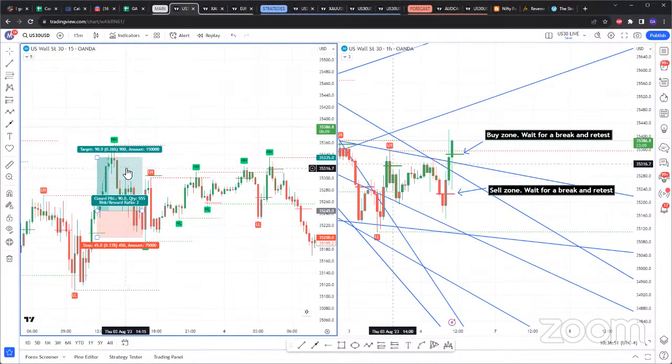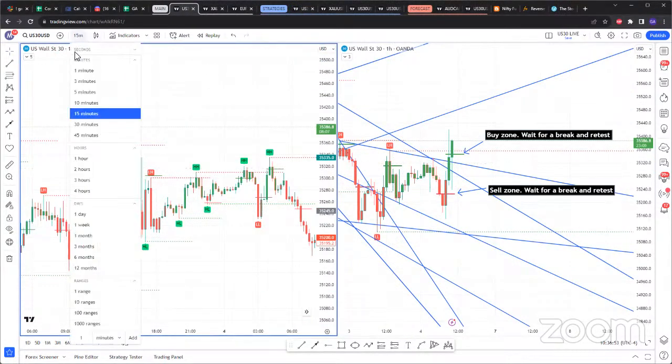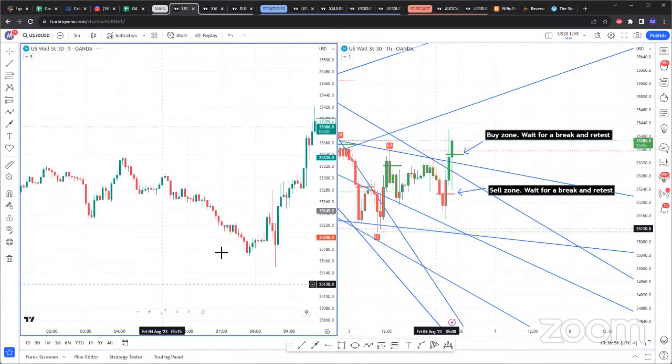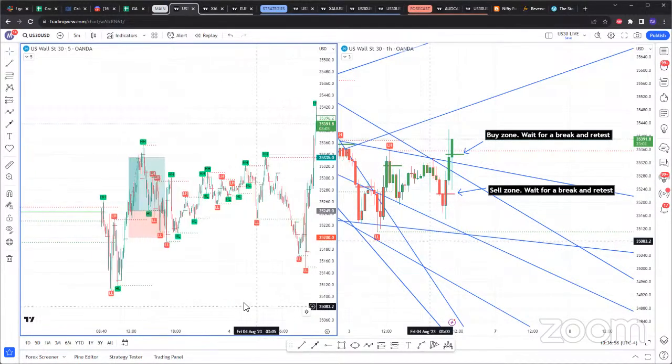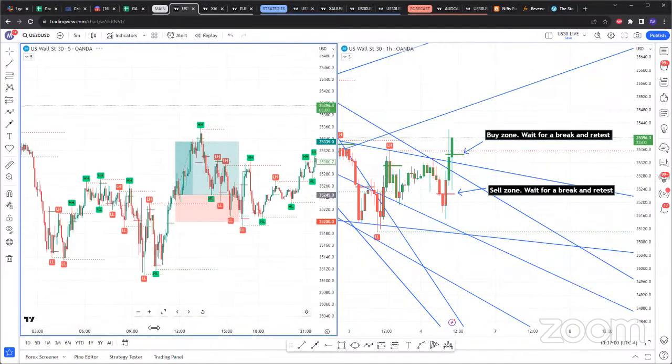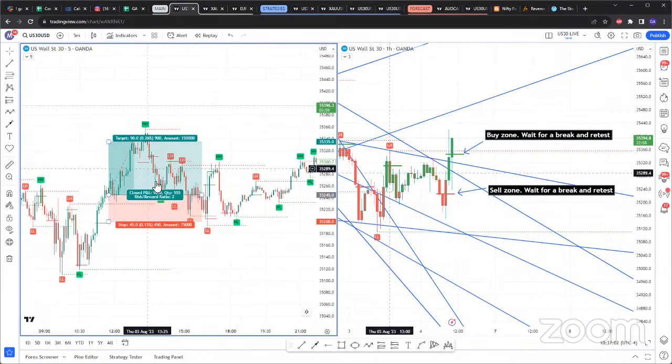On the 15-minute, the trade would have still gone to TP, but on the 5-minute, you could have had that quick entry. So if we go to the same entry and look at the 5-minute, here we go. Same thing, same logic.